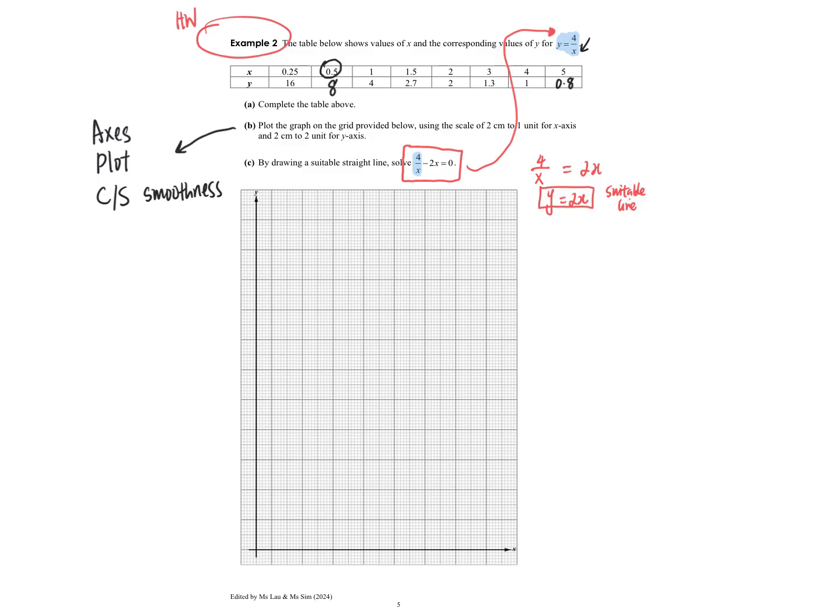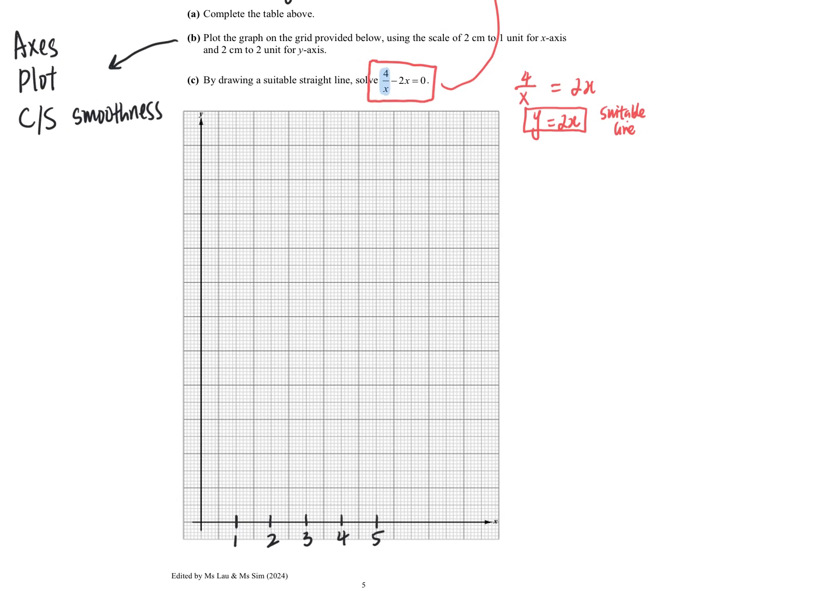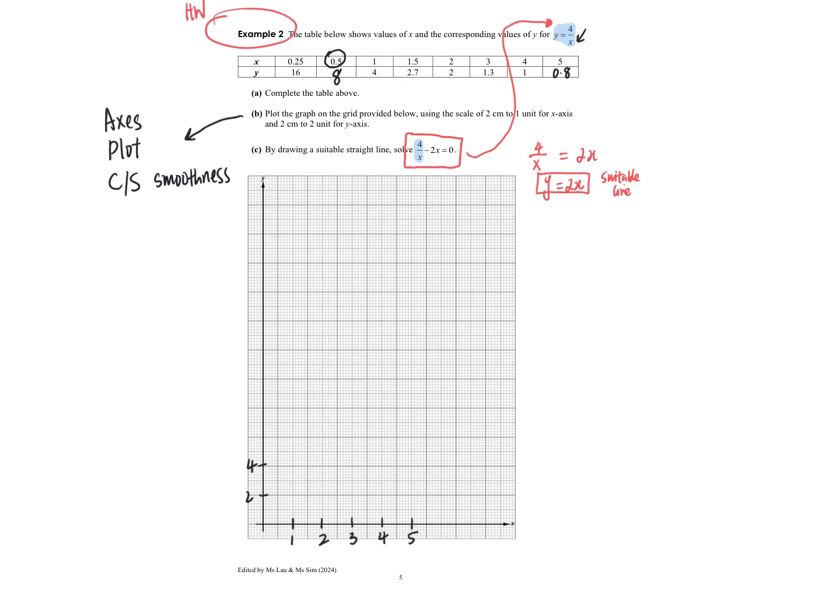So 2 cm for 1 unit on the x-axis. So 2 cm is 2 boxes for 1 unit. So you will go all the way until 5. Oh, I got too much. Sorry, my eyes. 2, 3, 4, 5. So that's the x-axis. For the y-axis, every 2 cm is 2 units. So 2, 4, 6, 8, 10, 12, 14, 16.